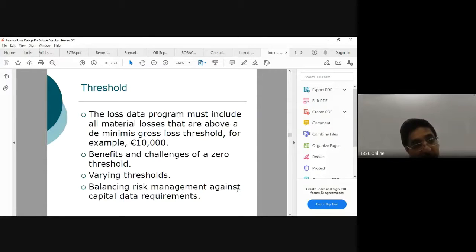But in different organizations, there have been different threshold requirements. Varying thresholds are also there for different types of risk types. Balancing risk management against capital data requirements, for that also you can have this type of thing, but that all has to be declared in the operational risk policy. Either you can go for a loss data program materiality criteria, or you can have thresholds for different sectors, whichever way. So that all depends on your organization's requirements.